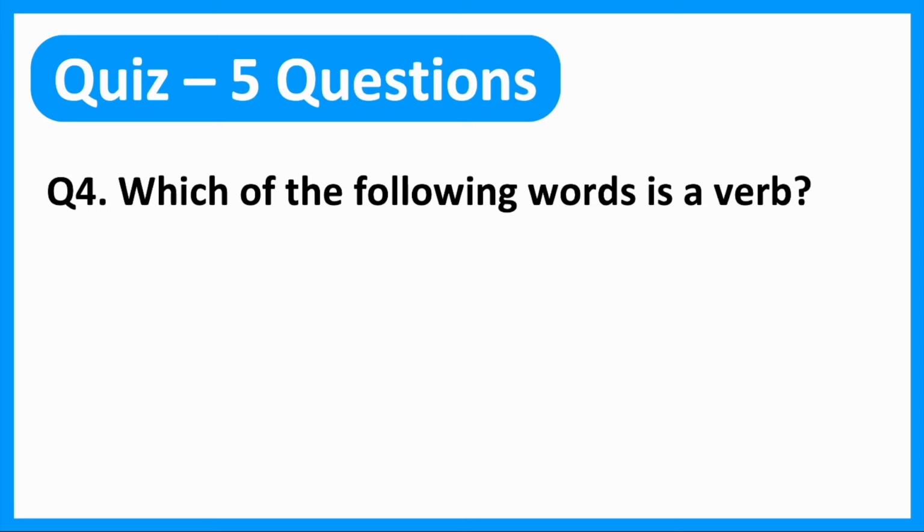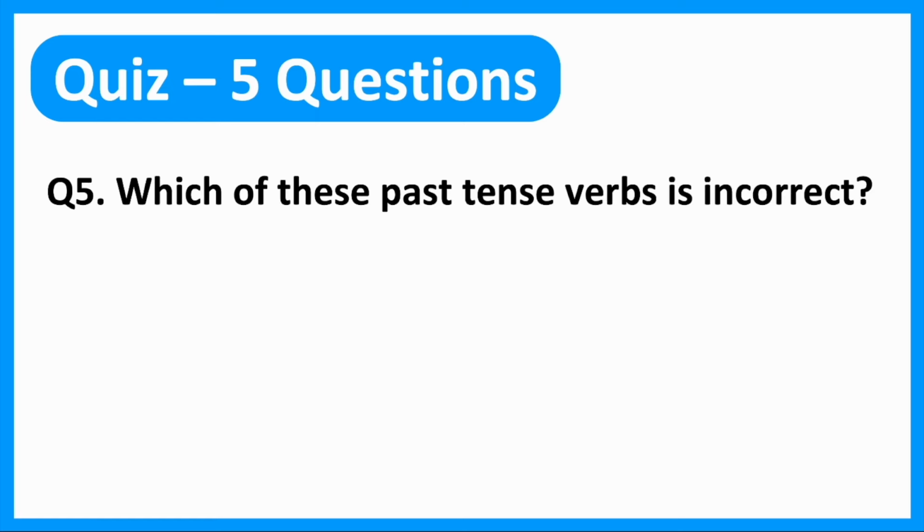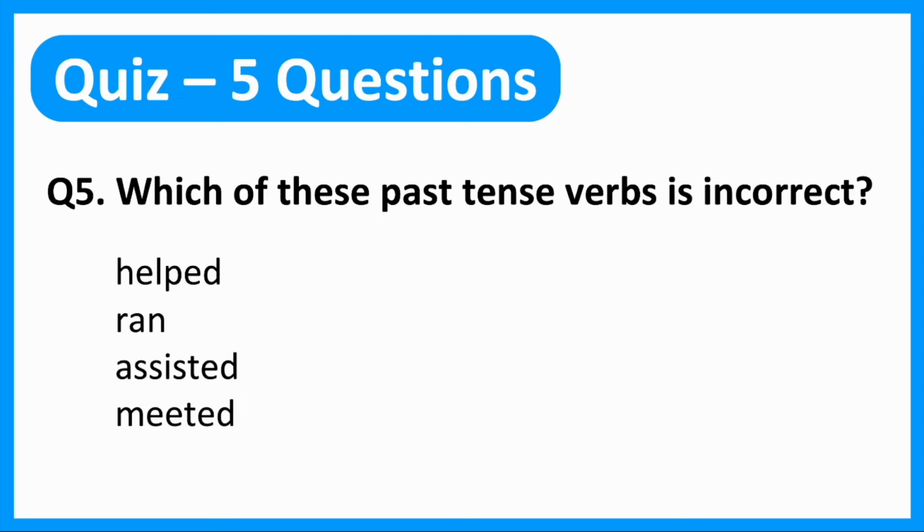Which of the following words is a verb? Dogs, sad, to, or was? The correct answer is was. Which of these past tense verbs is incorrect? Helped, ran, assisted, meted. Pause the video to answer the question. The correct answer is meted.